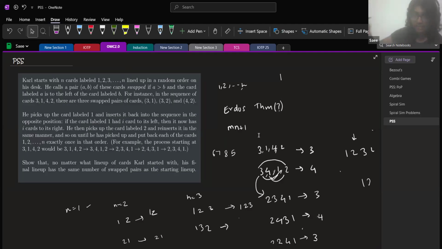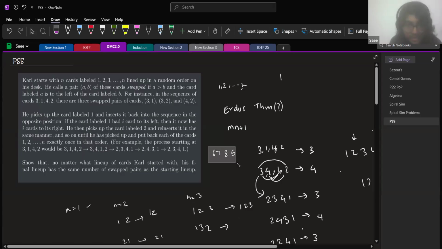So at the end, whatever sequence you have, the number of inversions is going to be the same as whatever you had in the beginning, because in each step it's not changing. The number of inversions in 6, 7, 8, 5 is going to be the same as in 2, 3, 4, 1, because the actual numbers are not what we're looking for, it's the ordering. Both of these sequences have the same ordering. That's the intuition.